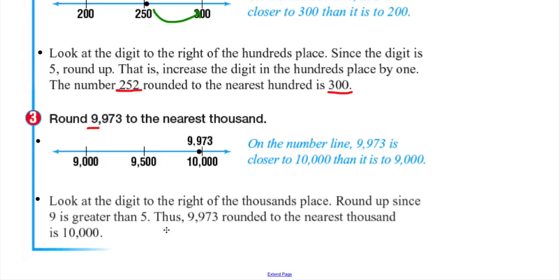But on the rounding rule method, look to the digit to the right of the thousands place, and the digit to the right of the thousands place is 9, so that means we need to round up. Since 9 is greater than 5, 9,973 rounded to the nearest thousands place is 10,000. Why? Because one more than 9 is 10. That's why it became 10,000.